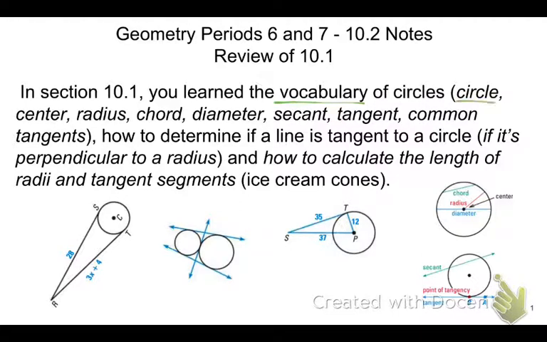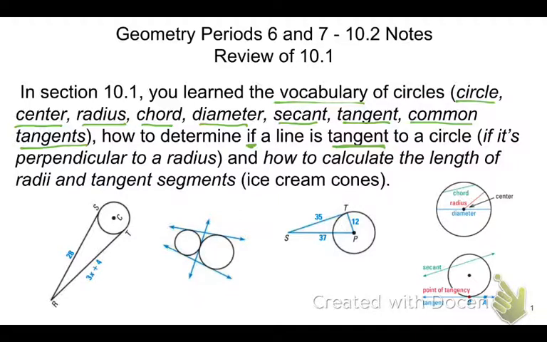You learned what a circle was, the center, the radius, the chord, the diameter, the secant, the tangent, and you learned about common tangents. So if you don't remember what those are, go back and look, and try to memorize those. And you also learned how to determine if a line is tangent to a circle. Remember, if it's perpendicular to a radius, then the line is a tangent.